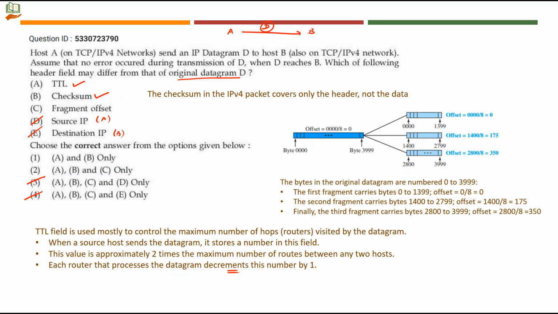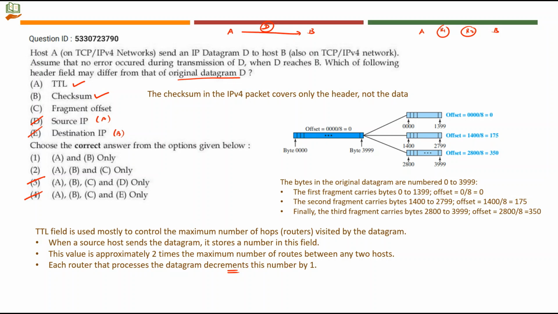The numbers are from 0 to 3999. We know there are many routers in between A and B. Take for example, this is R1, this is R2. We know that every router will have certain capacity to send. If this datagram is going to be greater than the capacity of a particular router, automatically fragmentation will occur.